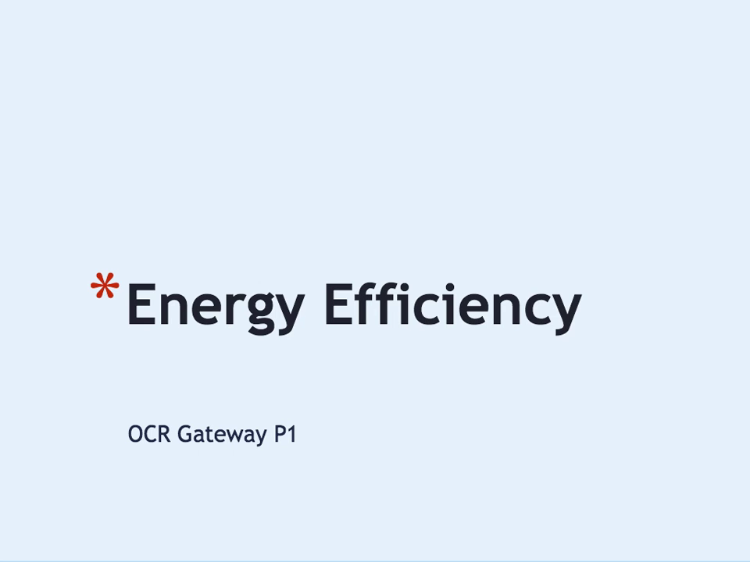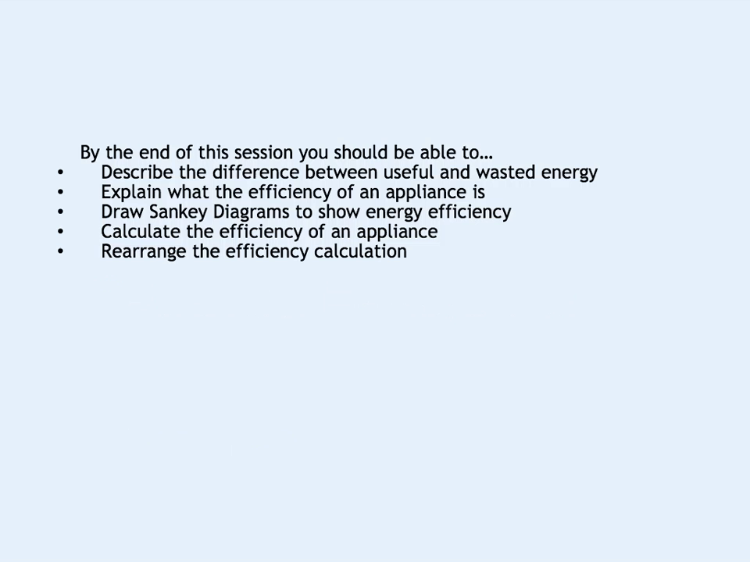Welcome to this P1 presentation on energy efficiency from the OCR Gateway GCSE. By the end of this session you should be able to do the following 5 things. Firstly, describe the difference between useful and wasted energy. Secondly, explain what efficiency of an appliance is. Thirdly, you should be able to draw Sankey diagrams to show energy efficiency. Fourthly, calculate the efficiency of an appliance. And finally, rearrange the efficiency calculation.